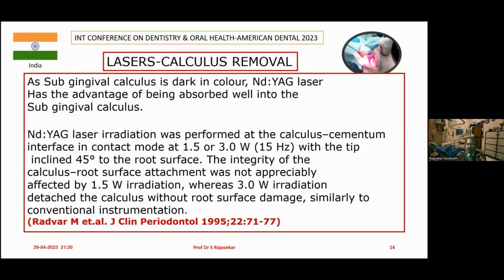So Nd:YAG laser, they have said, is very, very good in removing the subgingival calculus because the subgingival calculus has a dark color because of the pigments. So this dark color absorbs the Nd:YAG laser better. So they say Nd:YAG laser at 1.5 or 3 watts, 15 hertz power at a 45-degree inclination to the root surface is very good in melting or carbonizing the calculus present on the root surface.